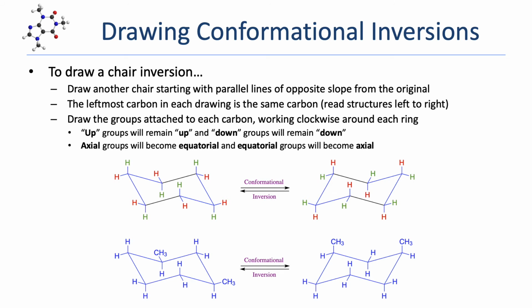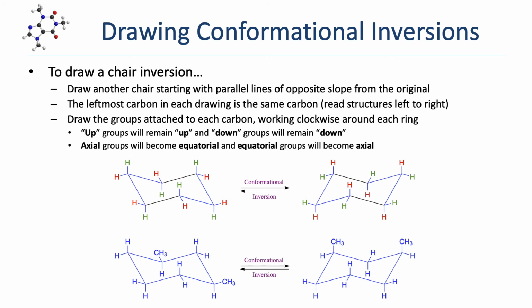What's down stays down. See how the red hydrogen on the left structure is pointing downward, and the red hydrogen, again, on that leftmost carbon of the right structure is pointing downward. But what was equatorial becomes axial, and what was axial becomes equatorial. So again, look at the leftmost carbon on that left structure. The green hydrogen is axial, and the red hydrogen is equatorial. But when we do the inversion, again, looking at that leftmost carbon, it's now the green hydrogen that's equatorial and the red hydrogen that is axial.